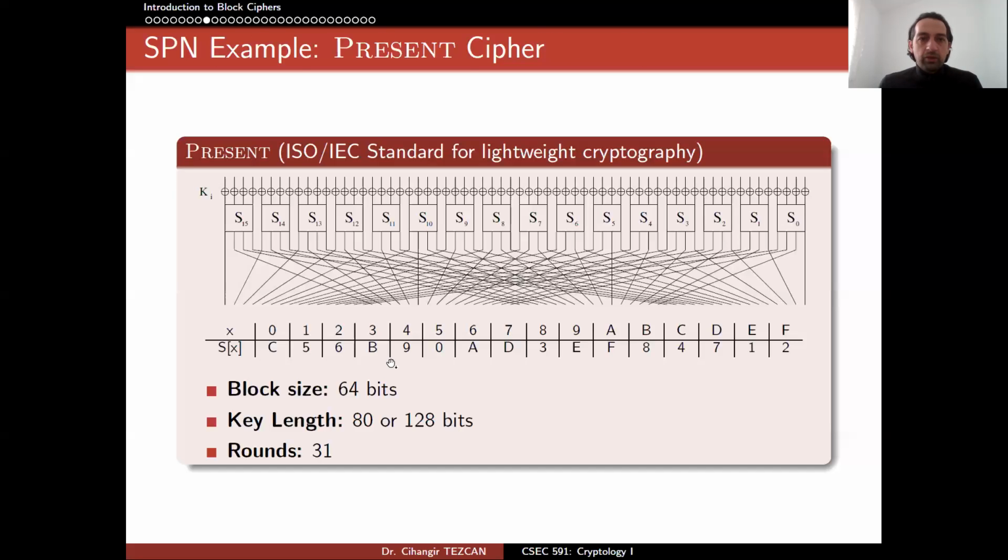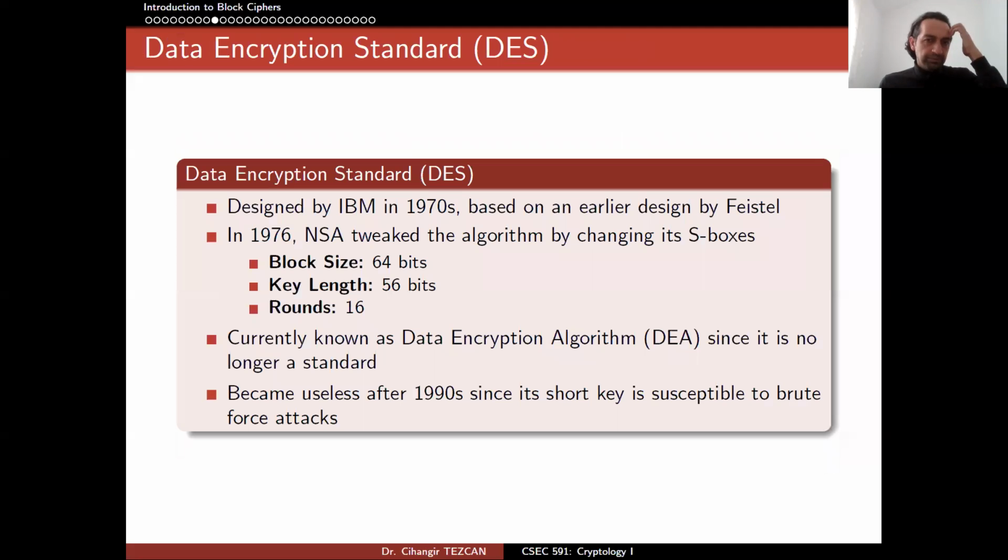So a concrete example is like this. But if we want to give a more historical example, the most famous one is the Data Encryption Standard. Of course, it is no longer a standard, but for some reason people think it is and are still using it, but you should avoid using it. It was designed by IBM in the 1970s based on an earlier design by Feistel. In 1976, NSA tweaked some parts of the cipher, and NIST made it a standard.